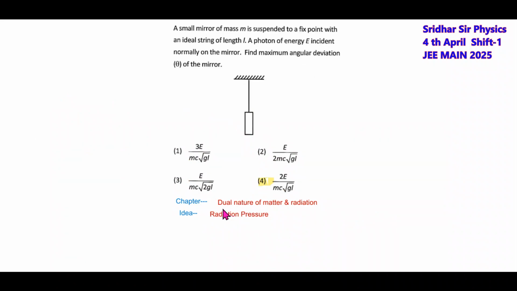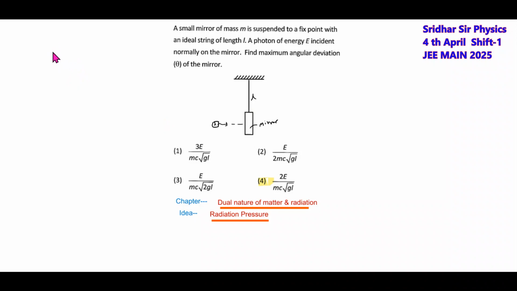Okay, this question is based on the dual nature of matter and radiation; we'll be discussing the concept of radiation pressure. A small mass is suspended from a fixed point with an ideal string of length L. A photon of energy E is incident normally on the mirror. Find the maximum angular deviation of the mirror. When this photon strikes, it will be reflected back.